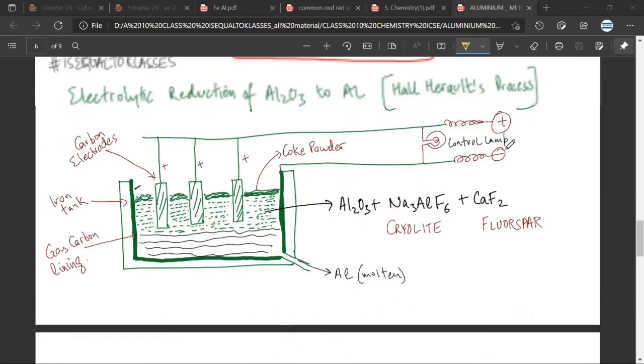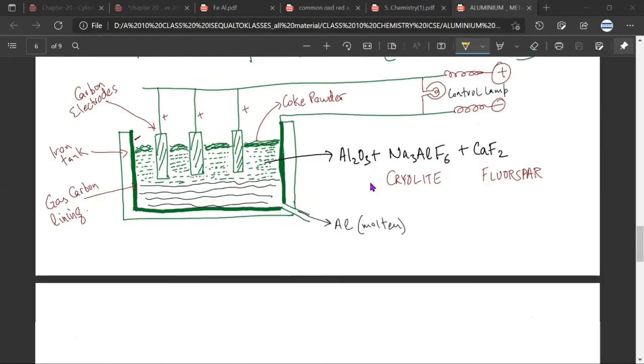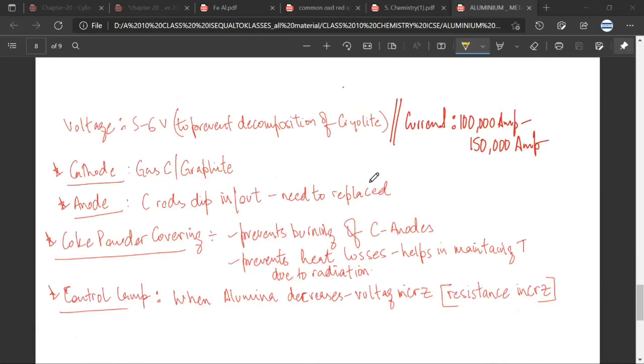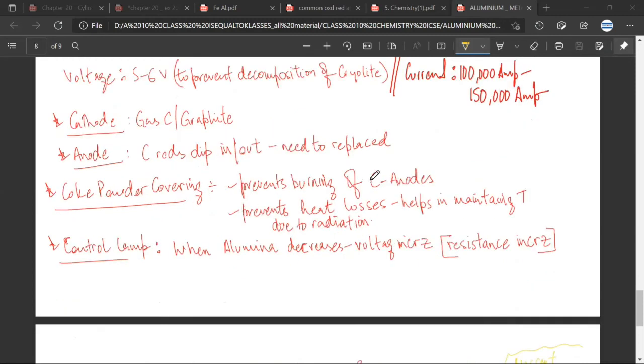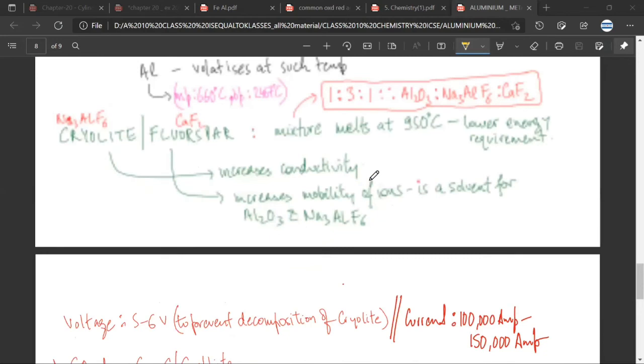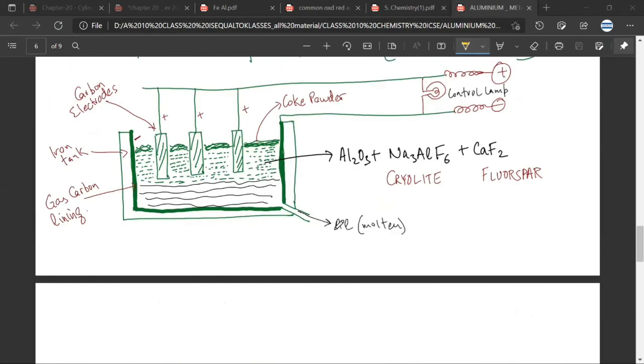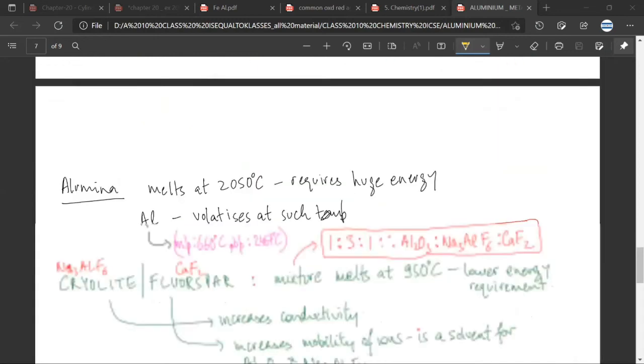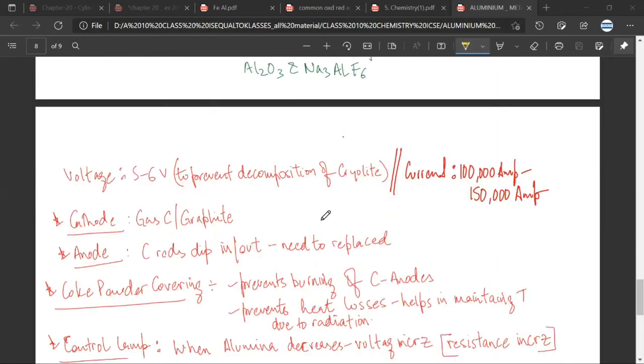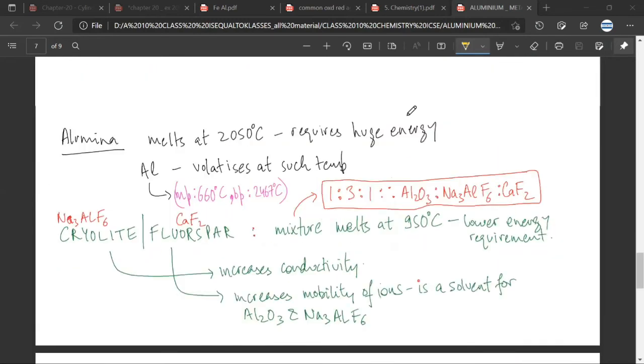Another thing that you will see is there is a control lamp. Now the control lamp basically tells us that once the alumina is used up, the voltage will increase because the resistance increases. Once aluminium ions start getting used up, more and more aluminium is being produced, the quantity of Al3+ decreases, and the resistance of the solution increases. Once the resistance increases, this lamp lights up.